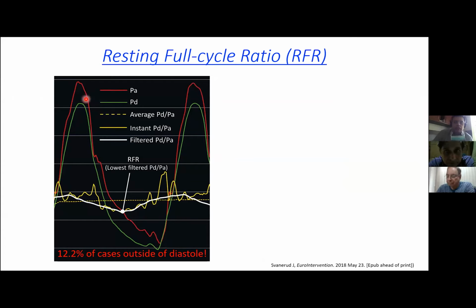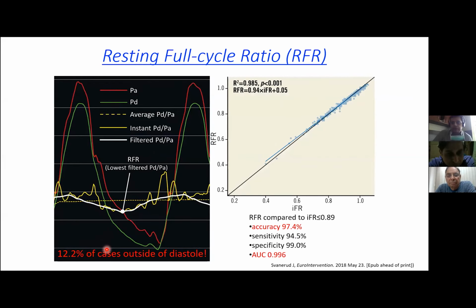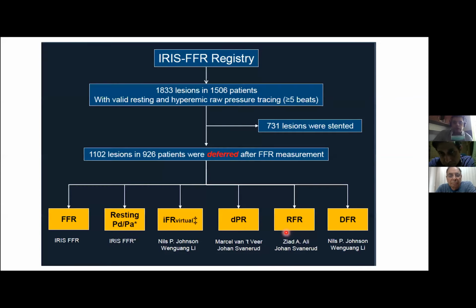You measure the PD, you measure the PA, the average is taken as a broken line. The software develops an instantaneous PD by PA. You apply the filters, and you then get the lowest filtered PD by PA, which is defined as RFR. And by this algorithm, what we find is that the lowest PD by PA need not always be in diastole, where we expect maximum flow in cardiac cycle. Approximately 12% of the cases were outside of diastole, or probably outside of diastole. This was tested against IFR, and it showed an overall accuracy around 97.4.